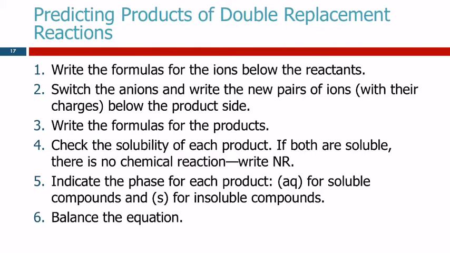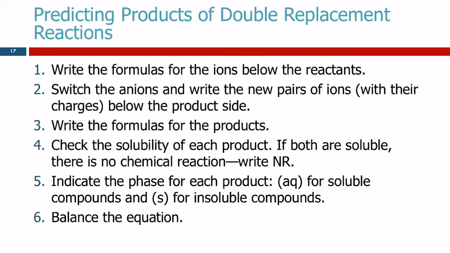Then write formulas for those products. You have everything you need. You've got the individual ion formulas with their charges. All you have to do is look at the charges and see how to put them together. We learned how to do that. Check the solubility of each product. The reactants will stay on the reaction side of the arrow, and we're going to see how they rearrange themselves to make the products.